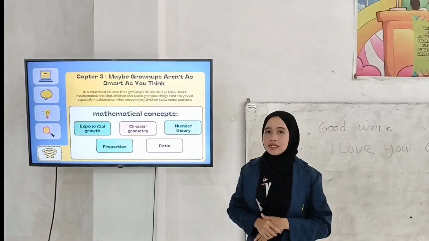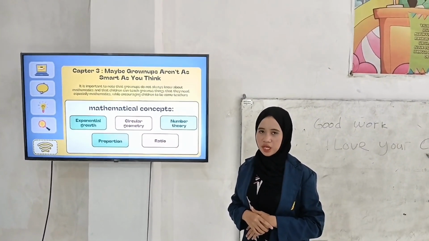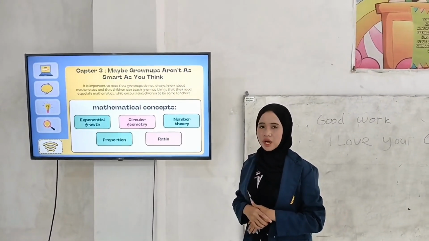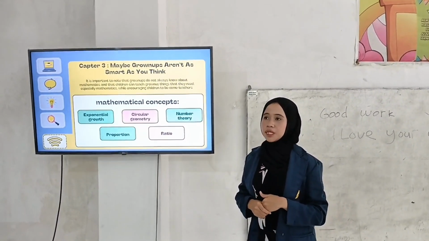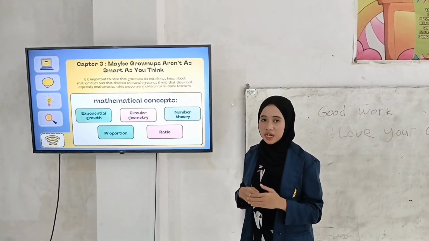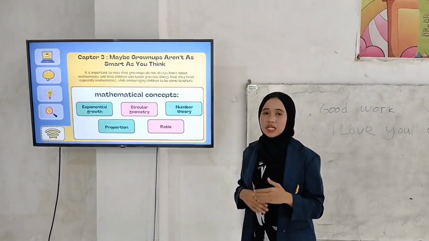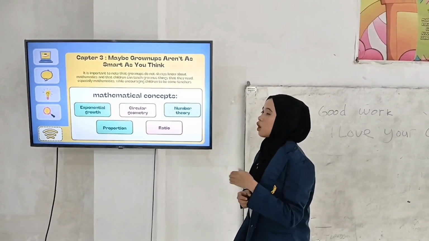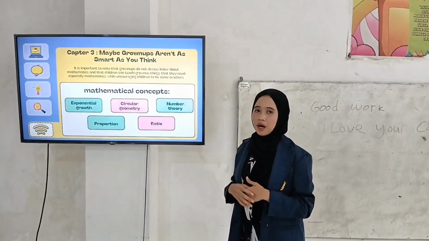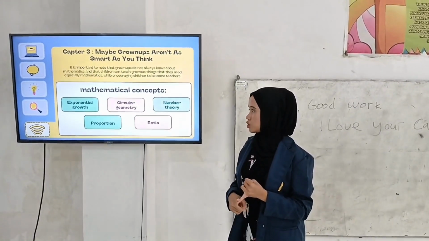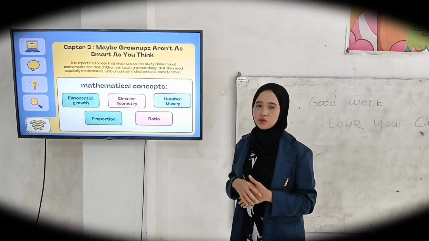different results. Now we are going to chapter 3 about maybe girls are as smart as you think. It is important to note that grown-ups don't always know about mathematics, and that children can help and can teach grown-ups, while encouraging the children to become teachers. And mathematical concepts are exponential growth, circular geometry, number theory, proportion, and ratio.